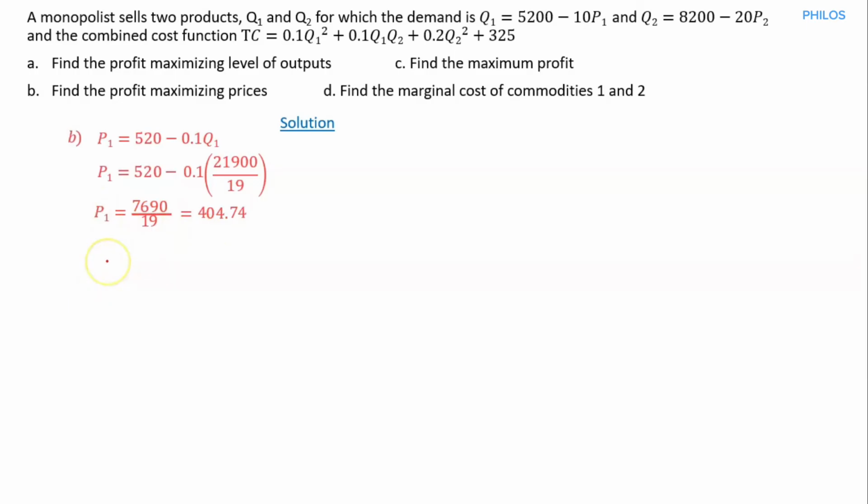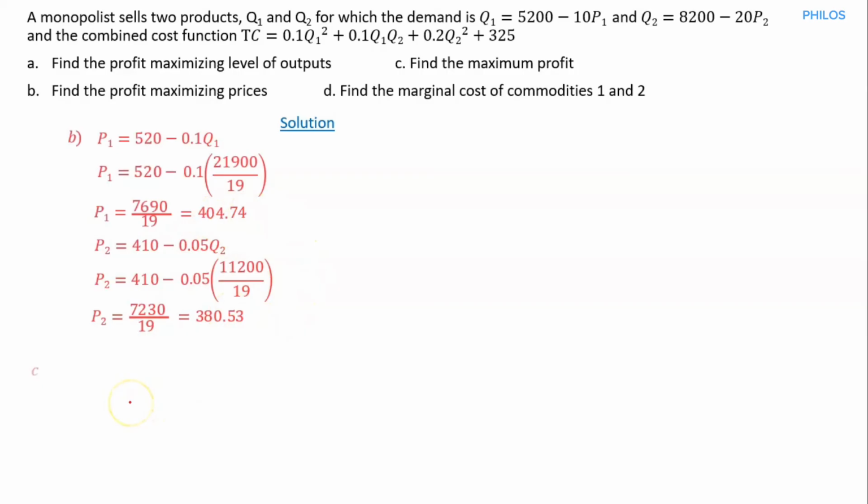Then to find P2 also, we recall what we got for P2. P2 was 410 minus 0.05 Q2. And then we substitute what we got for Q2 in. So P2 will be equal to 410 minus 0.05 multiplying 11200 divided by 19. When you put this on your calculator, you get P2 to be equal to 7230 divided by 19, which you can also convert to decimals. In decimals, it will be equal to 380.53. So these are the profit maximizing prices.